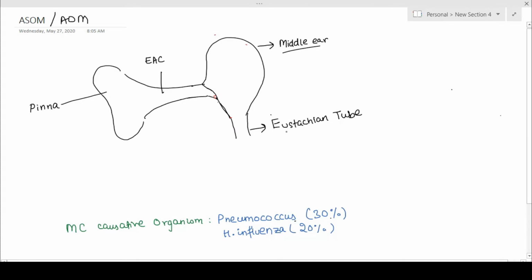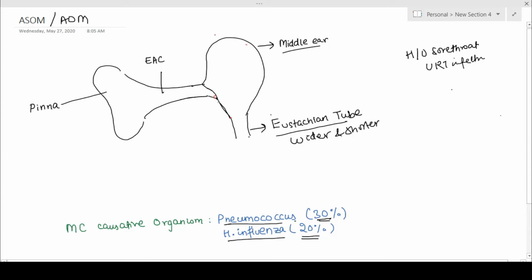It is seen more commonly in infants rather than adults because in infants we have a wider and shorter eustachian tube, so they are more susceptible to infection. The most common organism for causing ASOM is pneumococcus or Streptococcus pneumoniae, which accounts for about 30% of all the cases, and then we have Haemophilus influenzae, which accounts for about 20% of the cases. It is important to note that most of the patients present with a history of sore throat, that is pharyngitis, or upper respiratory tract infection.